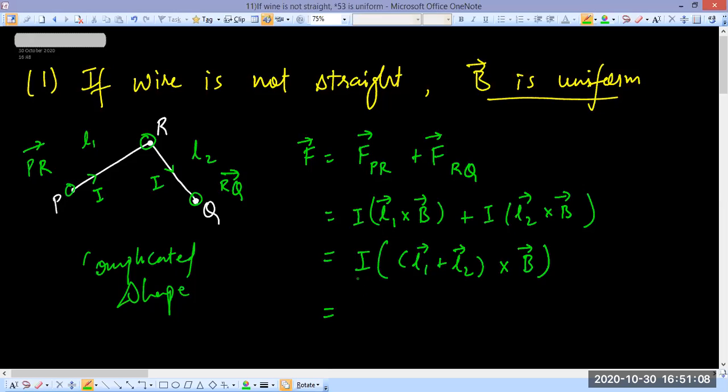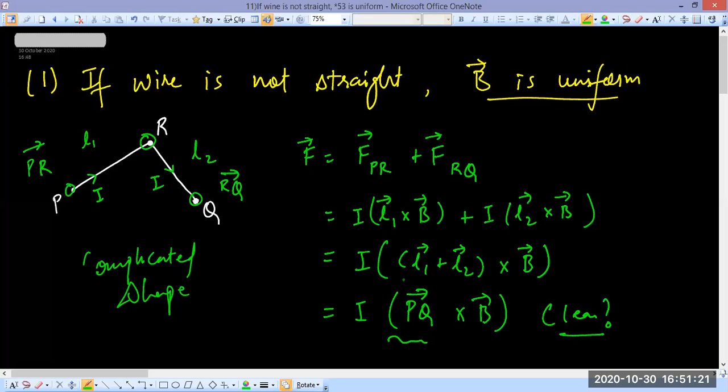Okay. So what is L1 vector plus L2 vector? Do you realize it is nothing but PQ vector? Yes or no? Is this clear? L1 vector plus L2 vector will give you PQ vector by triangle law of addition.